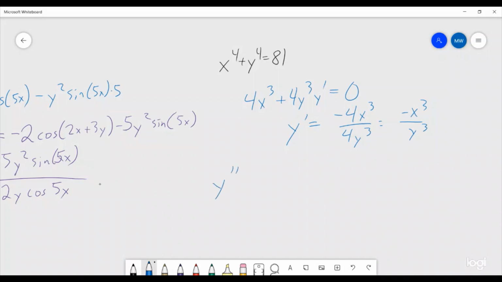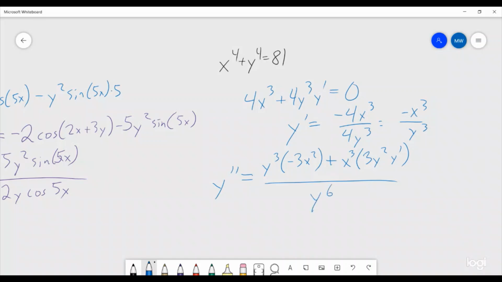Well, for y double prime, just take the derivative of both sides again. So y double prime is equal to, this time it's the quotient rule, so we have low d high, so y cubed times negative 3x squared, minus high, so minus negative x cubed times the derivative of the bottom, which is 3y squared y prime, all over the bottom squared, so that's y to the 6th.